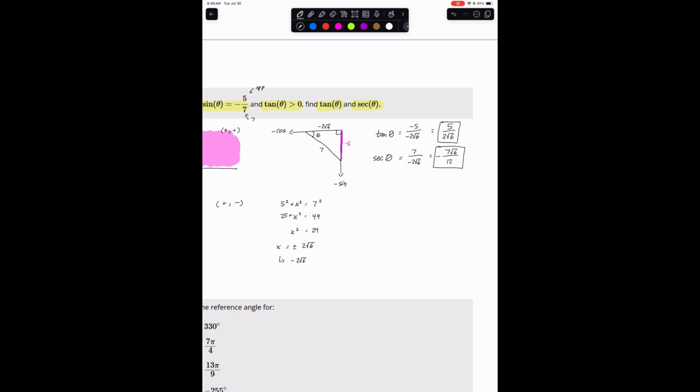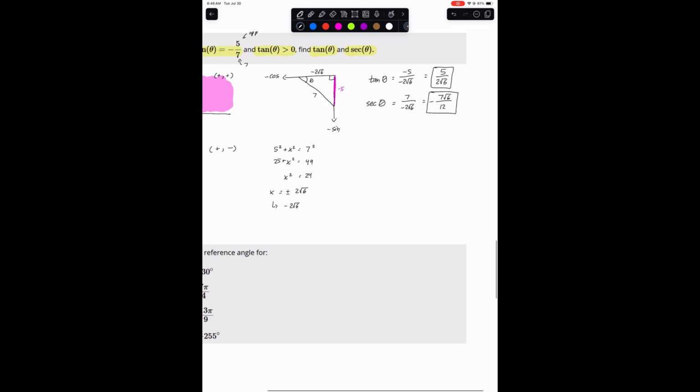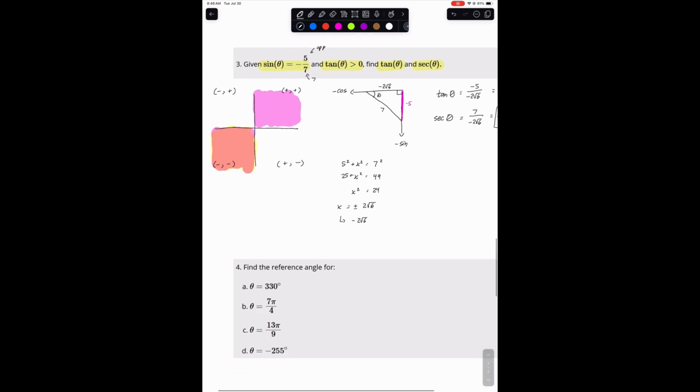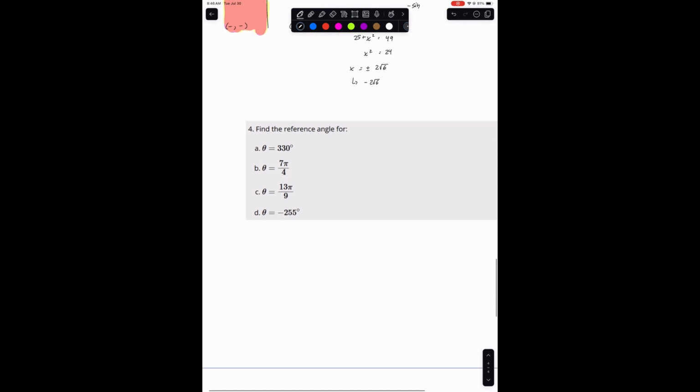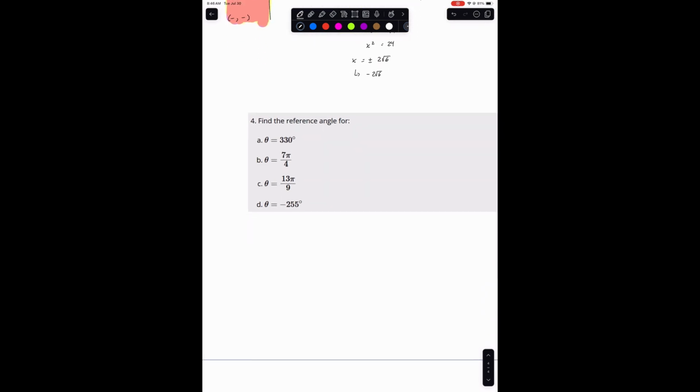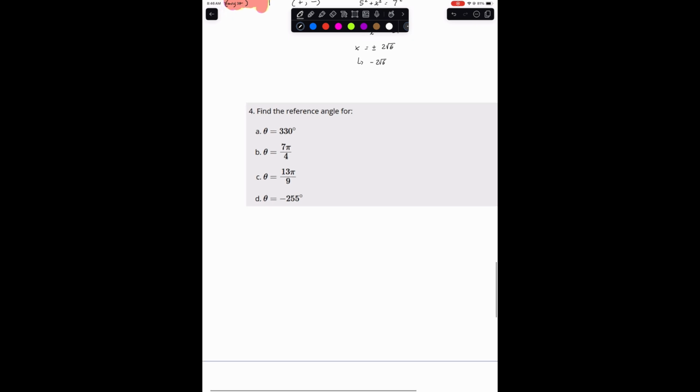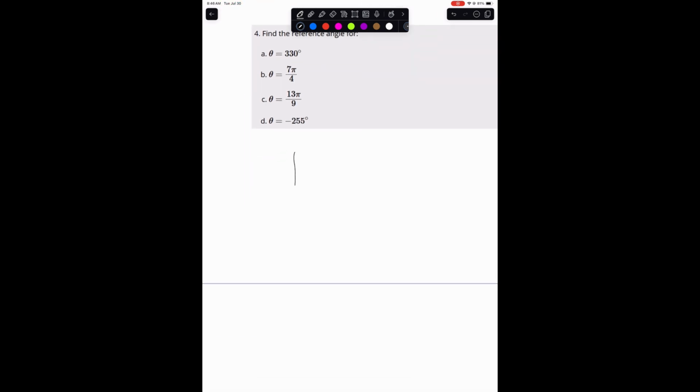The 12 comes from the 2 multiplying with the now 6. Okay? And these are our answers. Now for number 4, we have to find our reference angles. Okay? So let's draw each of these angles.